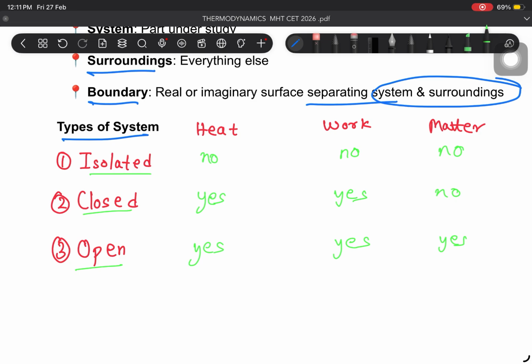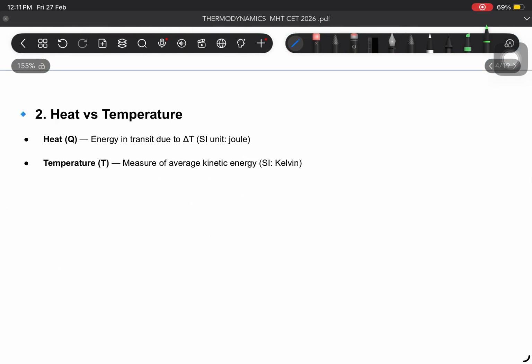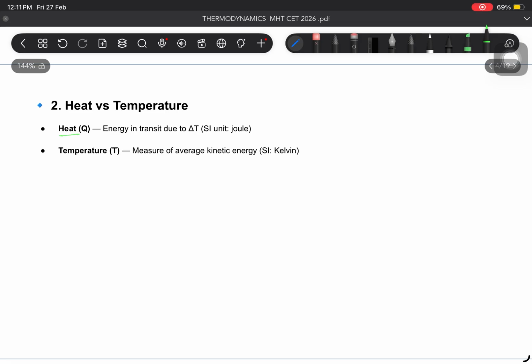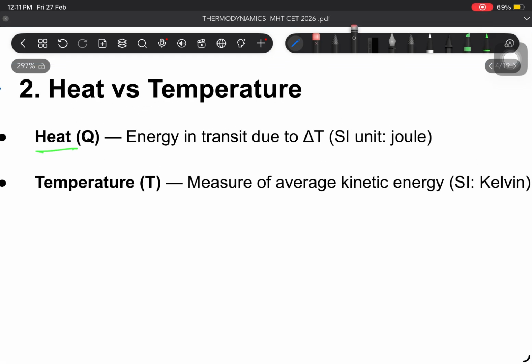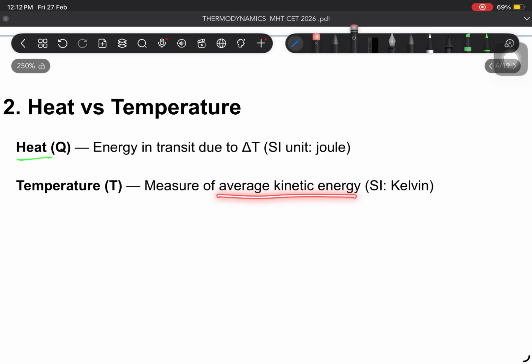Now heat versus temperature. Heat is energy in transit due to temperature difference. Heat SI unit is joule. Temperature is a measure of the average kinetic energy of molecules. SI unit is Kelvin. Remember, heat flows from high temperature to low temperature.